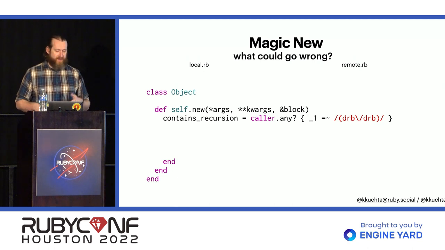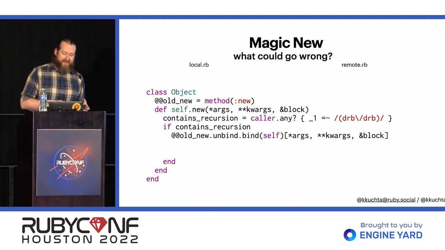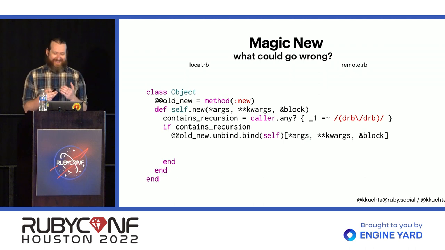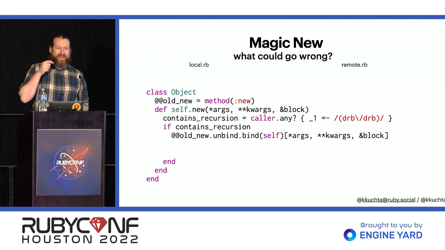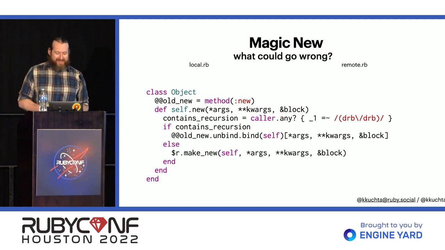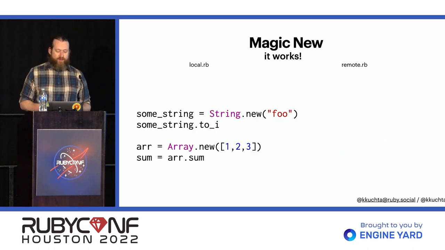And so instead of creating a funky, weird remote object, we are going to create a regular local object. We do this by, before overriding Object.new, we stash the original Object.new method that actually creates local objects. Then, if we are at risk of recursing, we unbind it and rebind it to the current object and then call it. All this effort just to create a normal object. But if we are not at risk of recursing, we can do our crazy remote new object. And voila, this works. I can call String.new and I get a remote proxy object for that string.